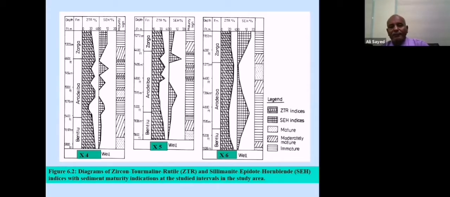Wherever you have high ZTR, it means mature to overmature. Wherever you have sillimanite, epidote, hornblende, this is immature sediments.